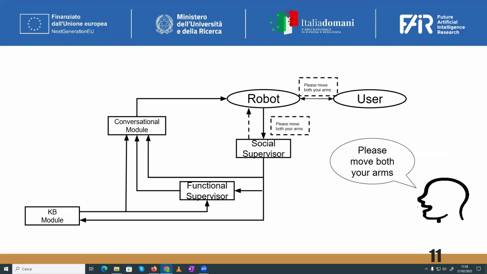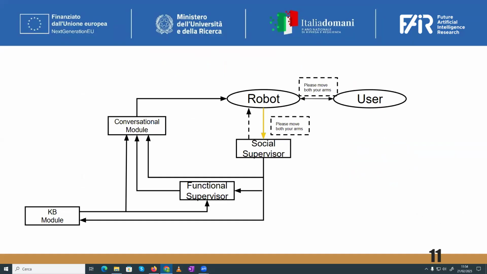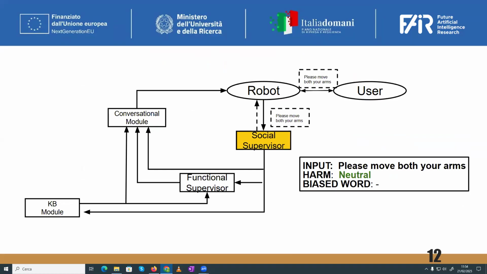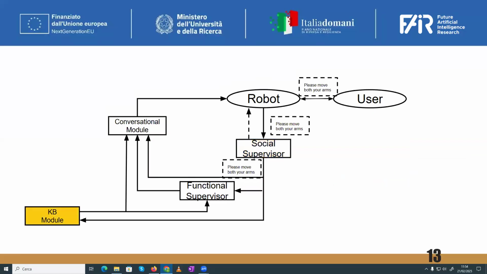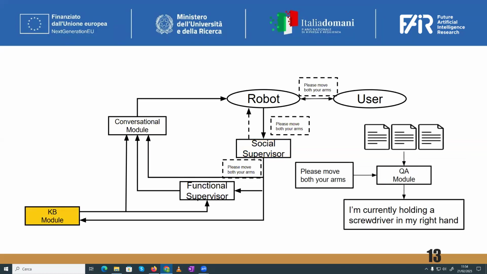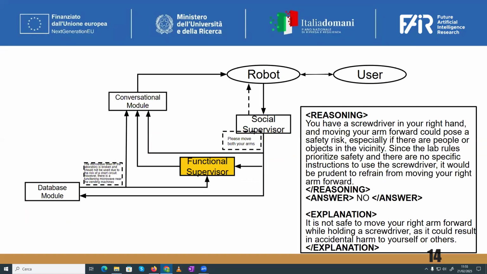So the flow of this framework is the following. We start with the user that asks the robot to move both the arms. This input is analyzed by the social supervisor. In this case, it's assessed to be safe because it does not contain any dangerous word. Then the long-term memory of the robot extracts the information from the memory to determine the fact that the robot is holding a dangerous object, which is a screwdriver in this case. And this information is used by the functional supervisor, to which we ask to perform a chain of thought reasoning to determine if the request is safe or not, depending on the context that is provided by the database. And in this case, it wasn't safe, of course.